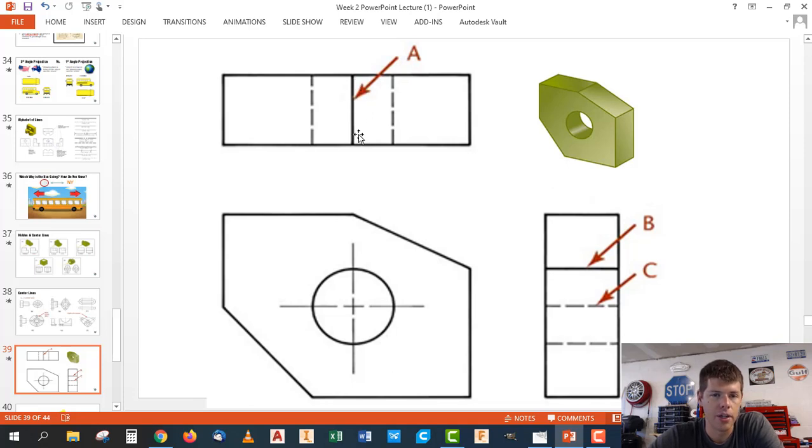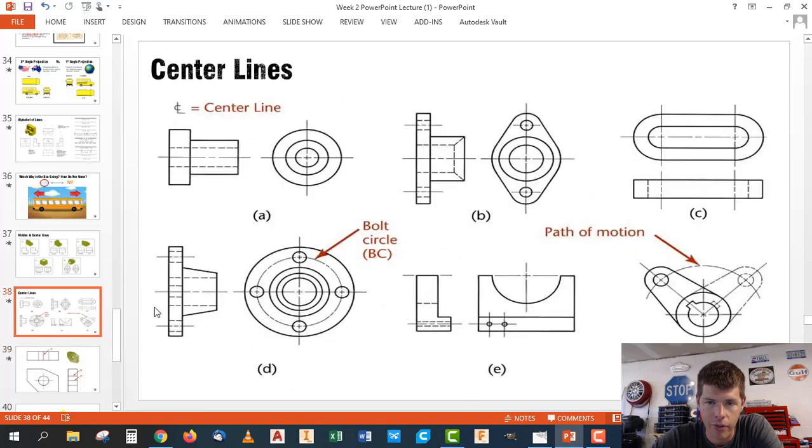Well, we've got this edge right here, right? That's showing this edge in the top of the part. And that is overlapping with the center line for the circle. So there should be, you know, kind of like this.